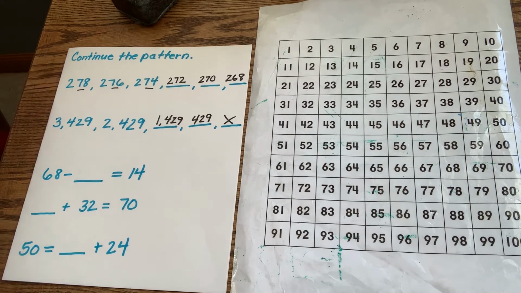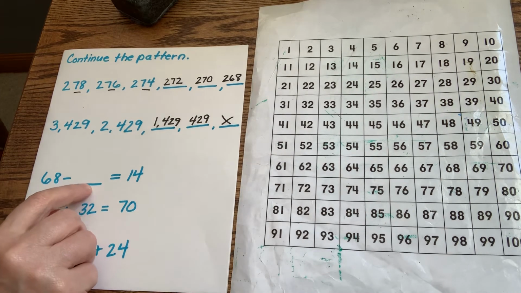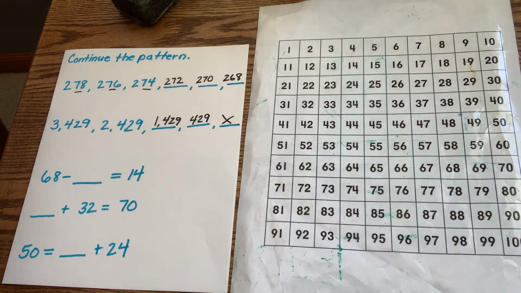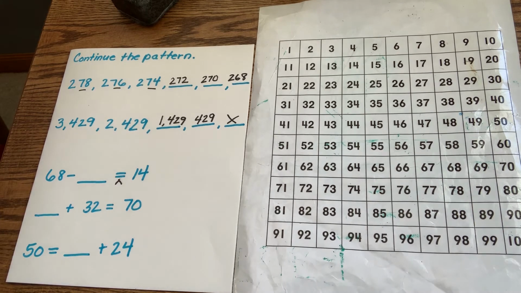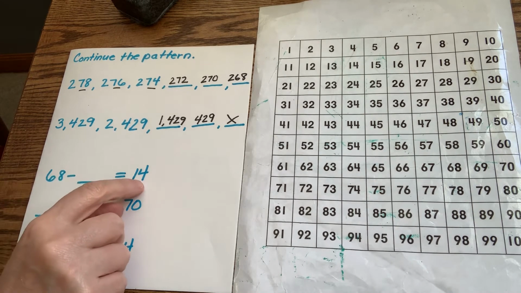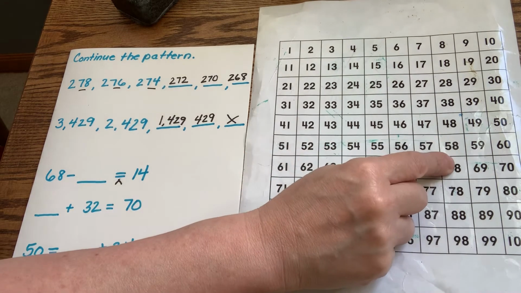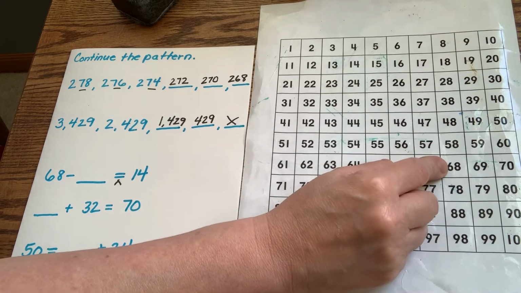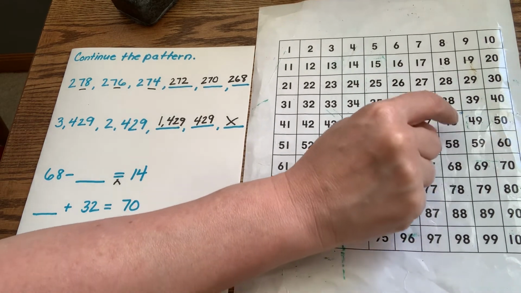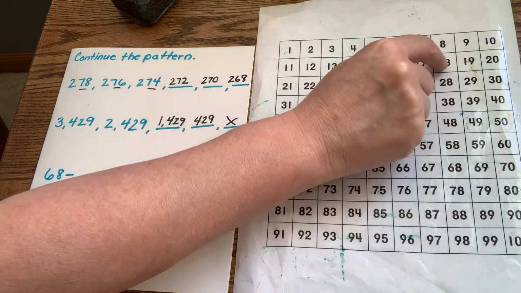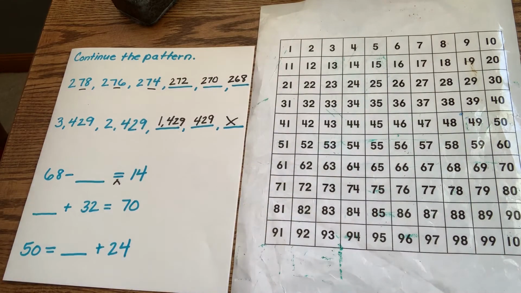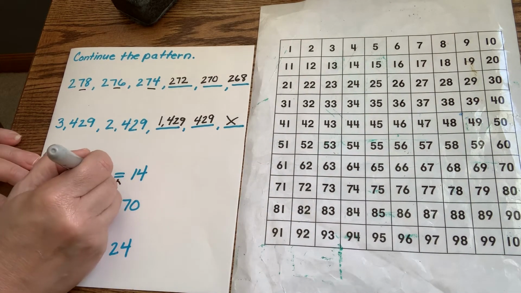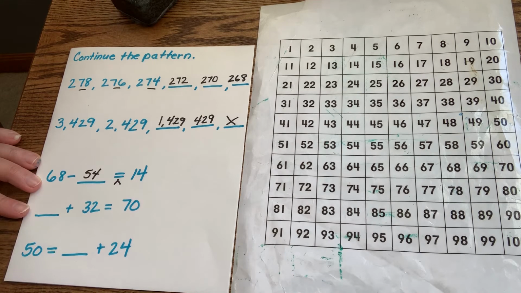Awesome. Okay. Next one is where you have to fill in the blank. So remember, think of this as your teeter-totter. So if you have 68 on this side and you're subtracting, how far do you have to go back to get to 14? So if you're at 68 and you have to go back to 14, count by tens, 10, 20, 30, 40, 50, 51, 52, 53, 54. So 68 minus 54 equals 14.